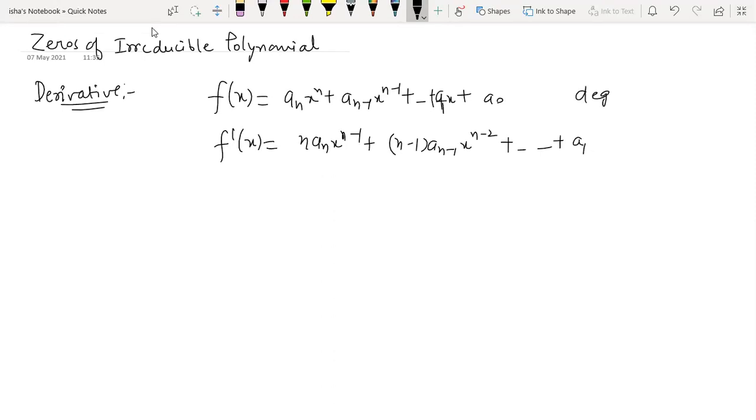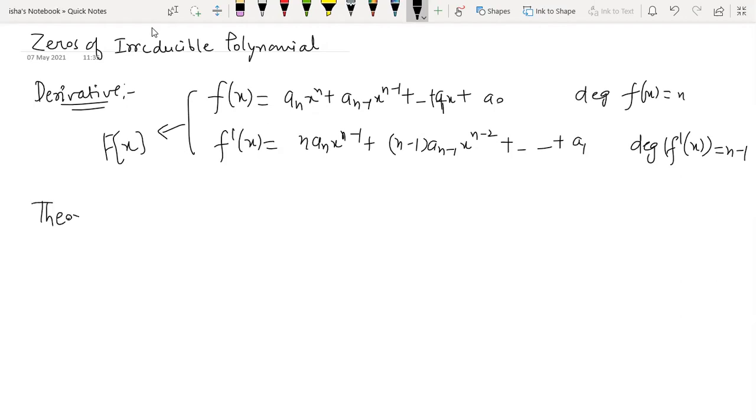If degree of f(x) is n, then f dash x, the derivative of f, is also a polynomial with the degree 1 less than that, which is n minus 1. But it belongs in the same field, right? Both of them belong to the same field. So polynomial is there, we can easily find its derivative. Now the point is why we have introduced this derivative, because there are certain theorems which are going to tell us some results which connect the polynomial with its derivative.